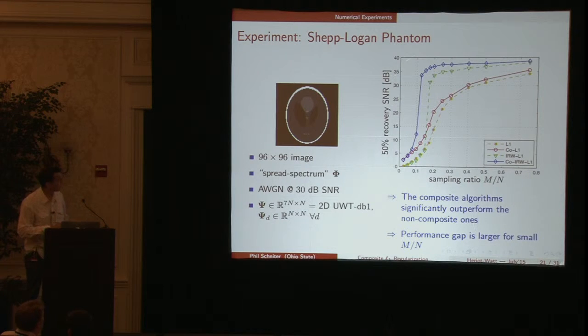We'll look at the classic Shepp-Logan phantom, using a similar randomized measurement matrix. And now for our analysis operator, we're going to look at a two-dimensional undecimated wavelet transform based on Daubechies 1 wavelet. And because it's undecimated, this is quite redundant. So that means that there's actually going to be 7 outputs for every input.